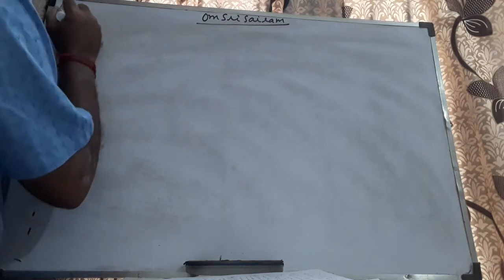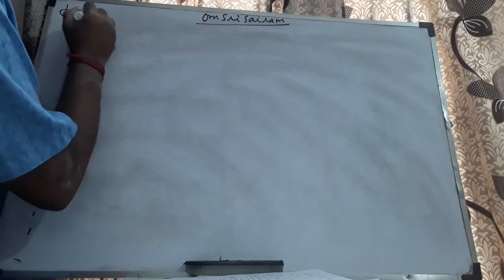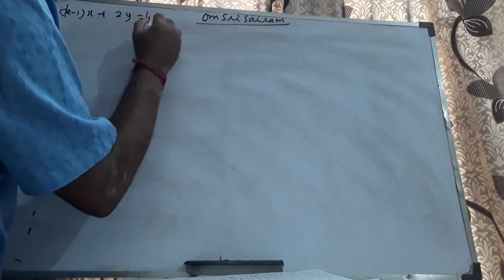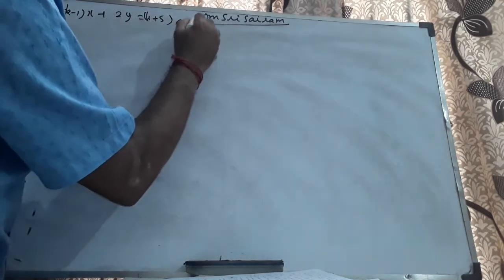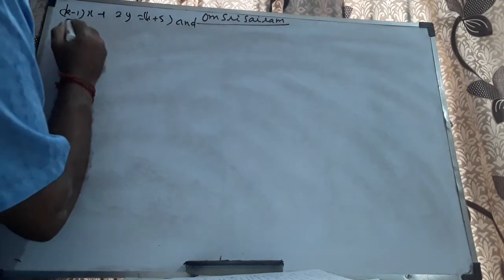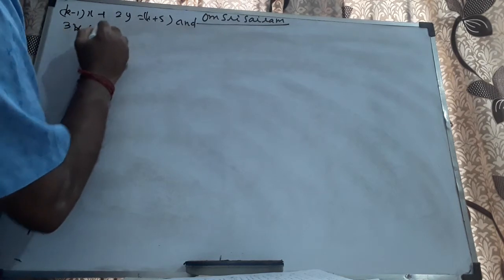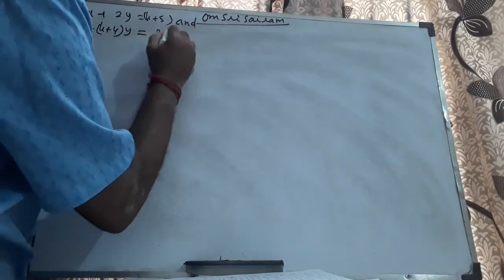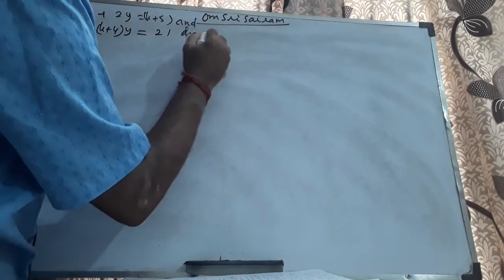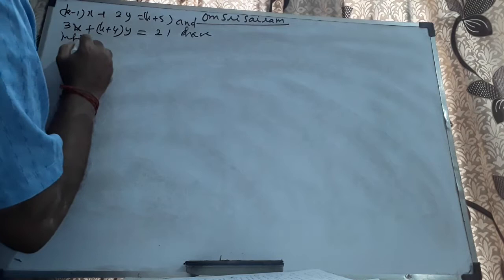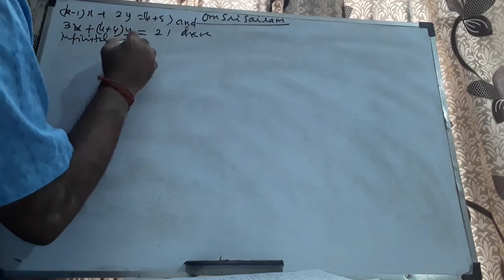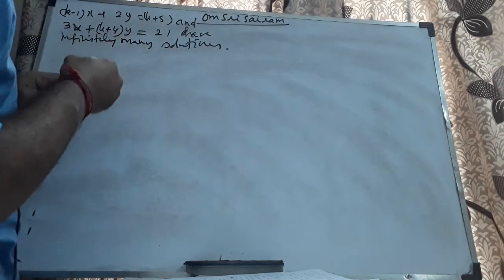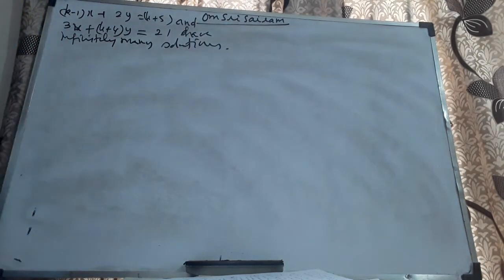Okay, let me just think about this particular problem. (k minus 1) x plus 2y is equal to k plus 5, and you have one more equation, 3x plus (k plus 4) y is equal to 21. These two equations have infinitely many solutions. Find the value of k. That is the question given to you.